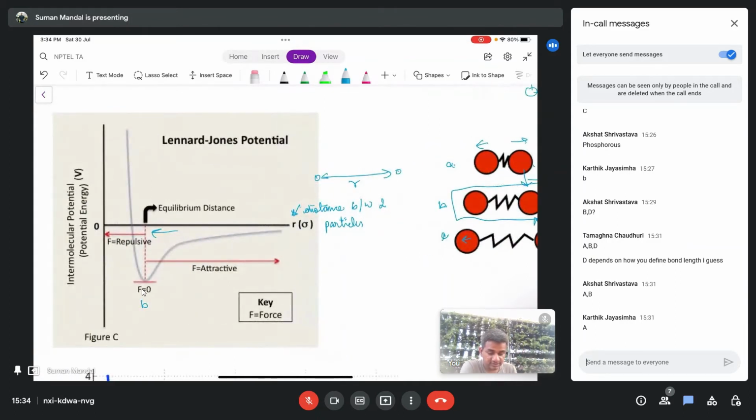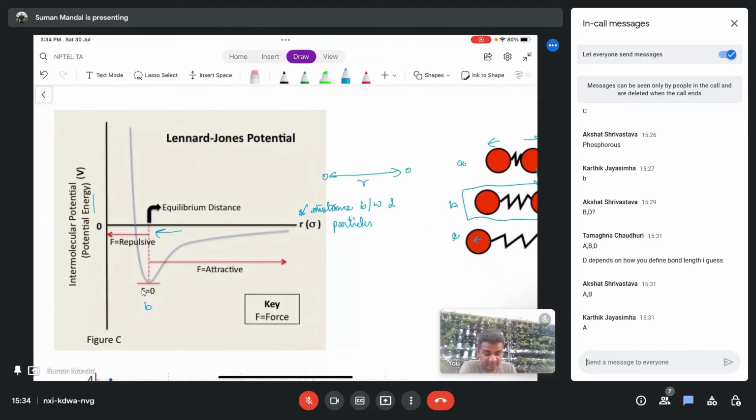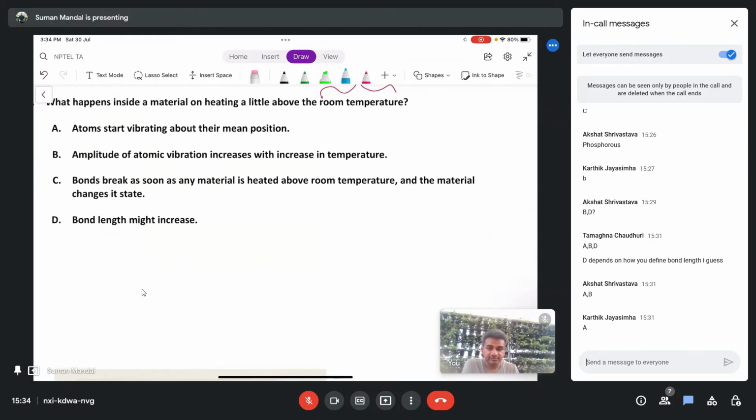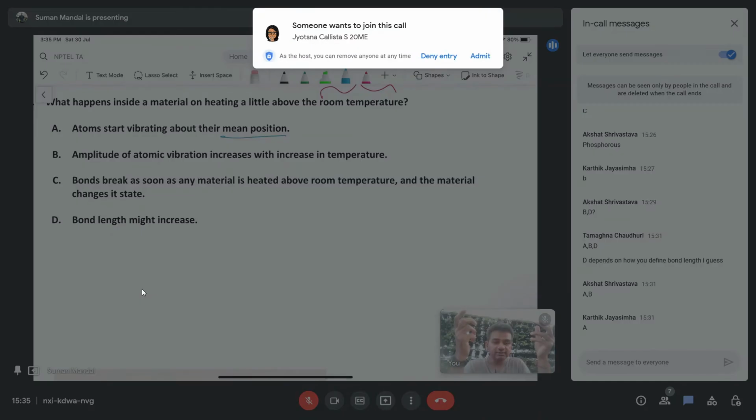So if you have an energy diagram here, the energy starts increasing, and the particles try to go far apart again. So this mean position has the minimum energy configuration, and the particles will always want to be in this state. Now what happens when you heat the material? We defined the mean position. When you heat it, you apply some kind of energy into the system, and you know that atoms try to move, right?